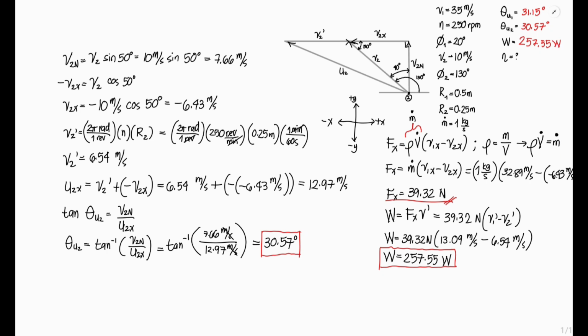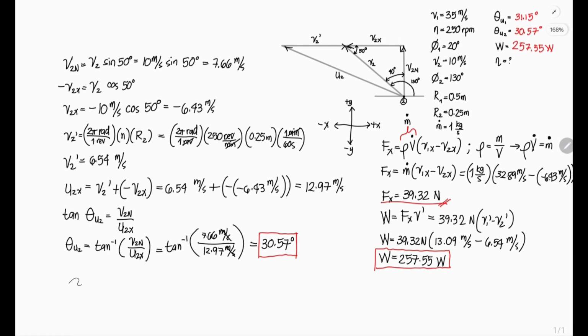Napagkasyahin na lang natin dito yung ating solution for our efficiency. So, the solution for efficiency is work over kinetic energy in. So, that is work over 1/2 mass flow rate V1 squared. So, that is 257.55 watts over 1/2 mass flow rate, that is 1 kilogram per second times V1, that is 35 meters per second quantity squared.